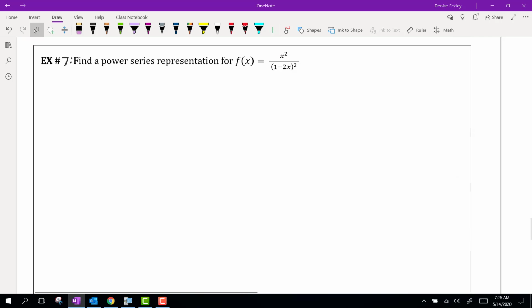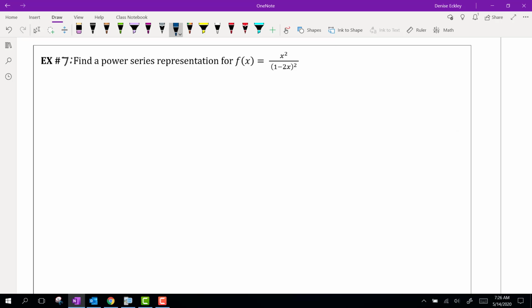Okay, we have one more example. And I know it looks long because it's on its own page, but it's really not. So we're going to find the power series representation for x squared over 1 minus 2x squared. And this is a trick where we're again going to start with the derivative of part of this, and we're going to build the series from that.